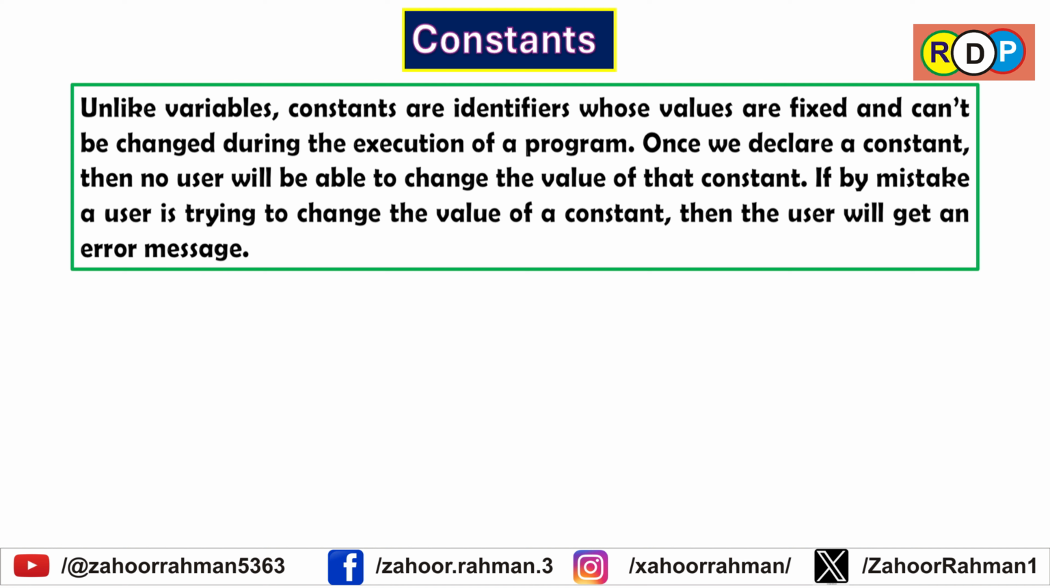For example, if I give you an example from daily life or from the natural sciences, the value of g, which is acceleration due to gravity, is constant, and that is 9.8 meter per second square. The value of pi is constant. So it is desirable that nobody should change the value of pi as well as that of the g.